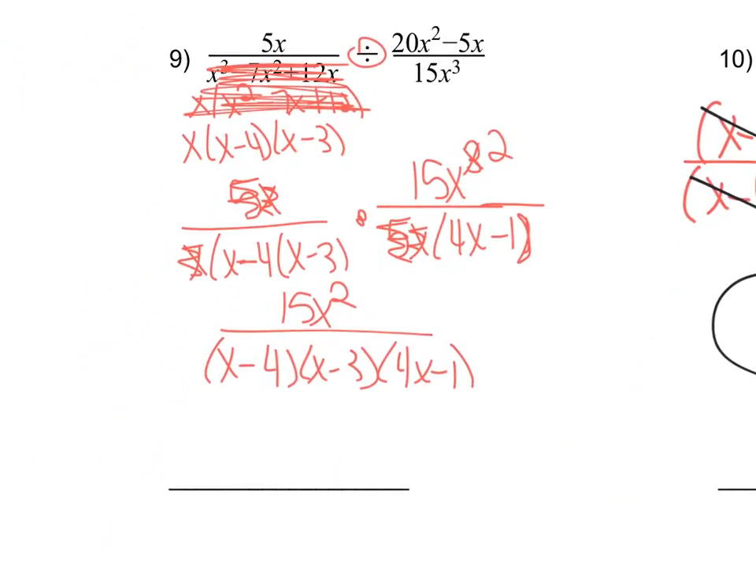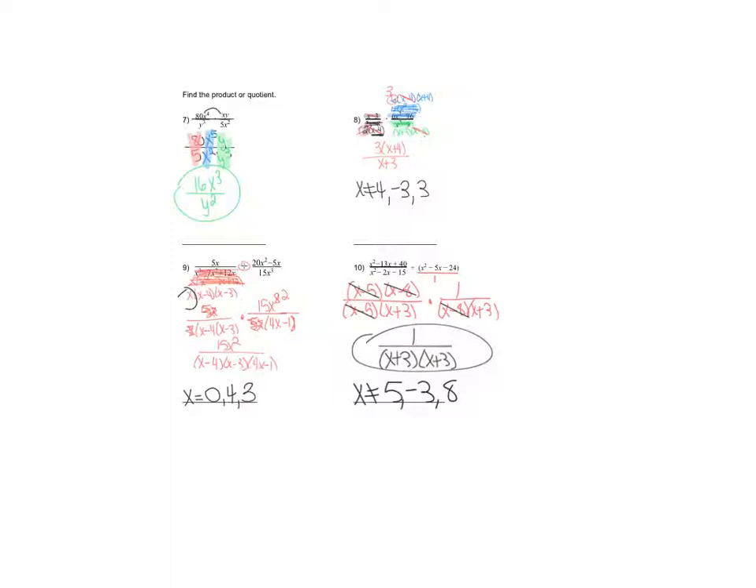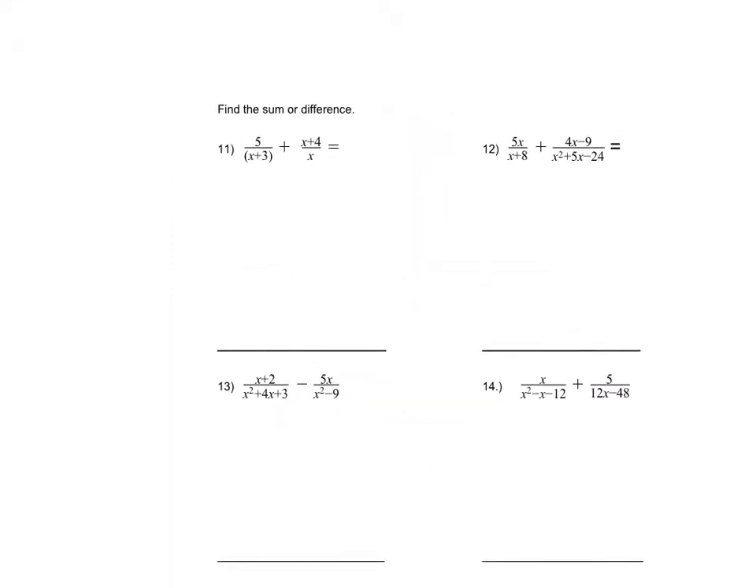Number 9, if we look at it in factored form, x cannot equal 0 because of that x right there. It cannot equal 4 and it cannot equal 3. And then here, x cannot equal, what did we have, 5, negative 3, or 8 in factored form. Okay? All right, let's look at adding.